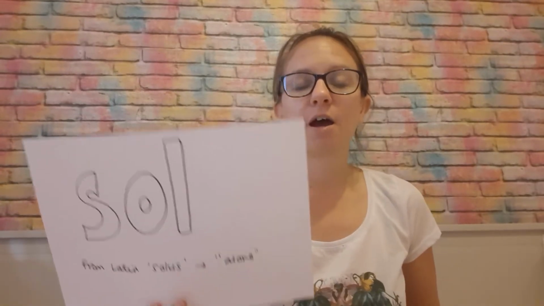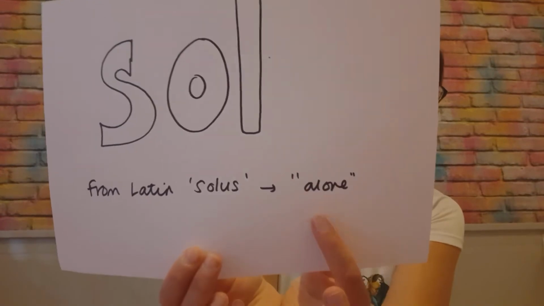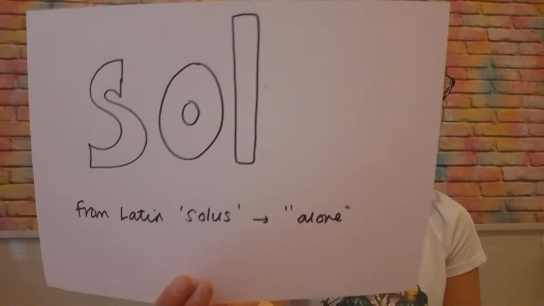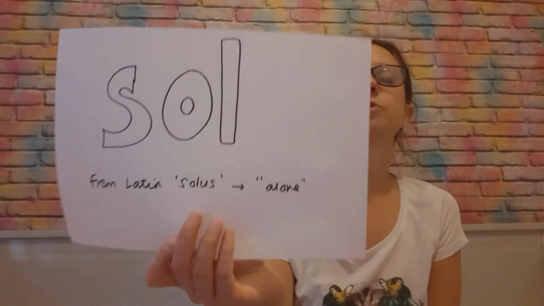Your word study session for today is based on our root morpheme, sol. Now, there are lots of different meanings of sol because it can relate to the sun, but today we are going to look at the one that comes from the Latin solus, which means alone. Not every word with sol in will have something to do with alone, because there are alternative meanings from different Latin roots. So we're going from solus for this one today.